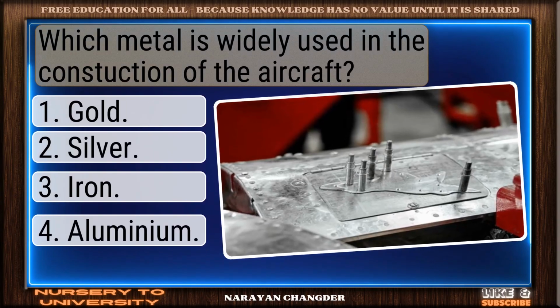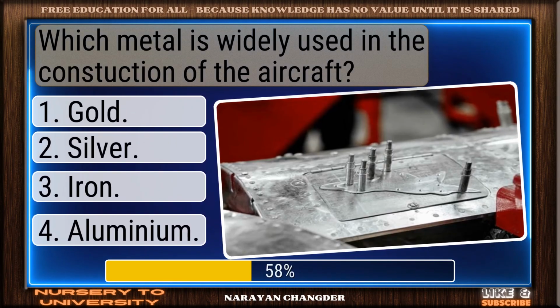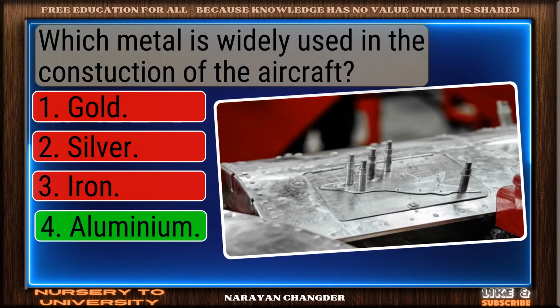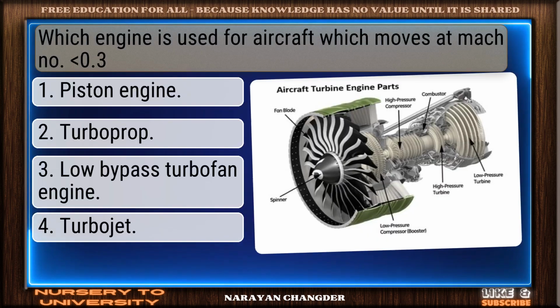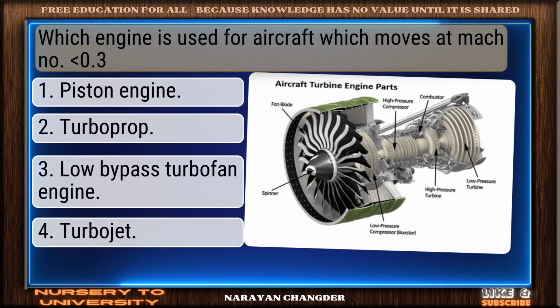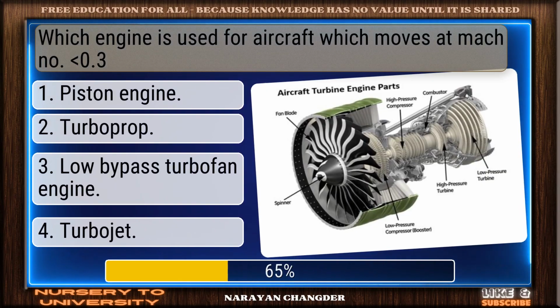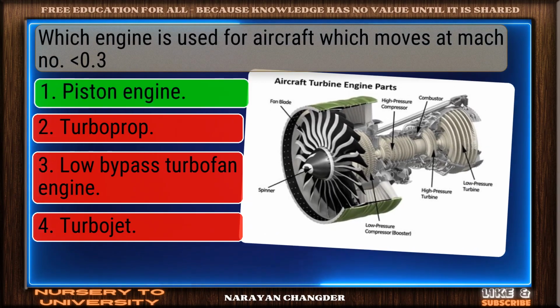Which metal is widely used in the construction of the aircraft? On track. Aluminium is the correct answer. Which engine is used for aircraft which moves at Mach 0.3? Great job. Piston engine is the accurate answer.